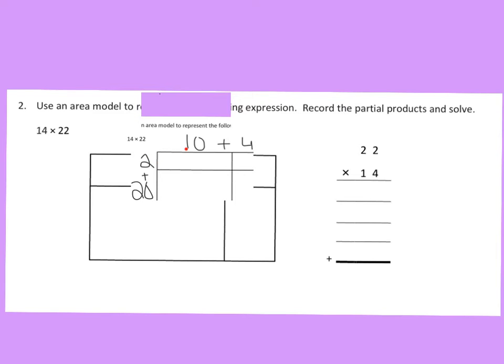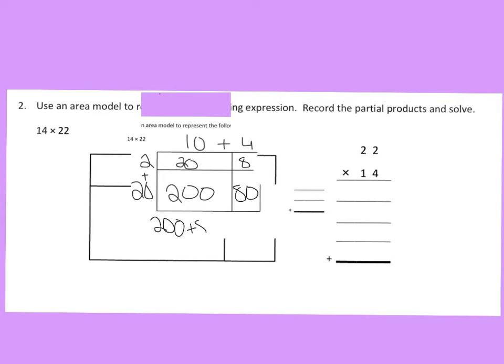First, we'll do 2 times 10 to get 20 for an area inside this box. Then we'll do 10 times 20 to get an area of 200 in the biggest box. We'll do 2 times 4 to get an area of 8 in this little box, and finally we'll do 20 times 4 to get an area of 80 in this box. Again, now we can just add up all of our products. So we have 200 plus 80 plus 20 plus 8 to equal 308.